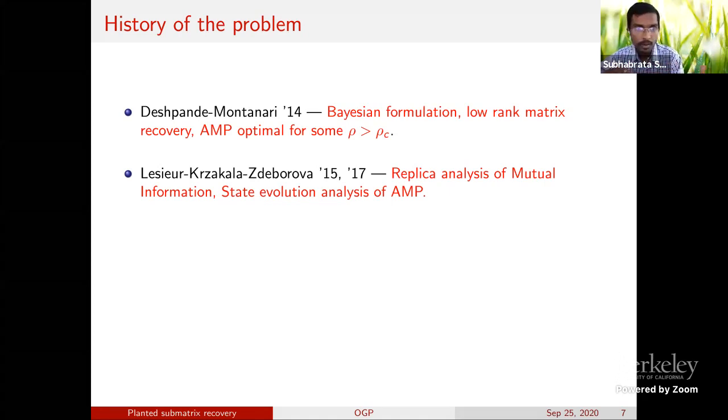This was followed up on in subsequent works by Lesieur et al. They started exploring this double asymptotic where first n goes to infinity and then rho goes to 0. And based on the analysis of the state evolution system that arises from AMP-based algorithms, they concluded that there should be a hard phase in this problem, in this scaling.